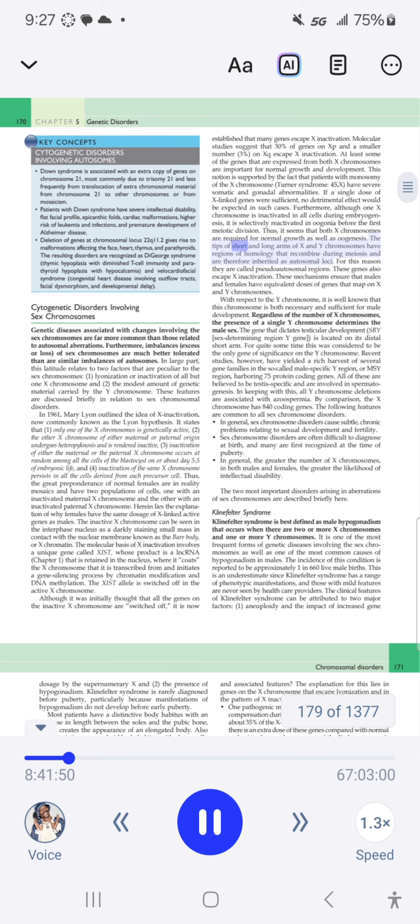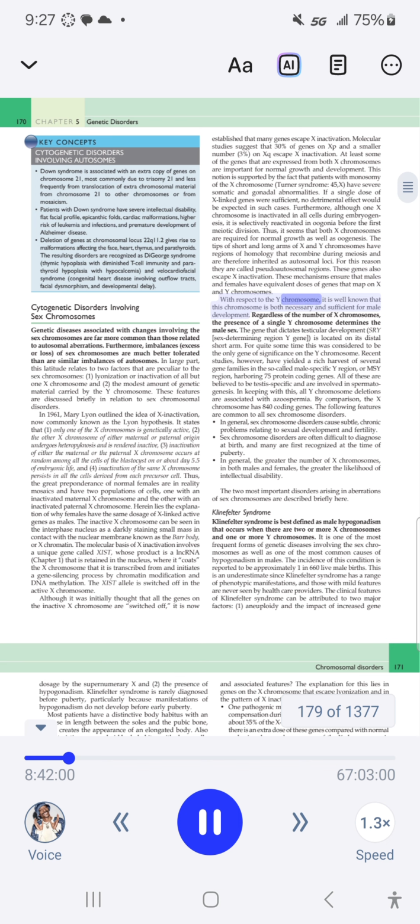The tips of short and long arms of X and Y chromosomes have regions of homology that recombine during meiosis and are therefore inherited as autosomal loci. For this reason, they are called pseudo-autosomal regions. These genes also escape X inactivation. These mechanisms ensure that males and females have equivalent doses of genes that map on X and Y chromosomes.